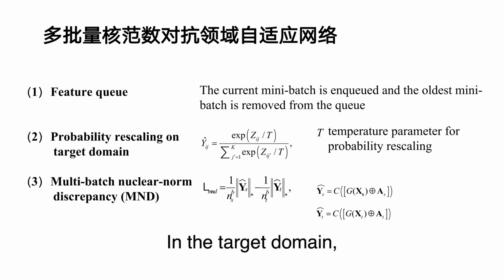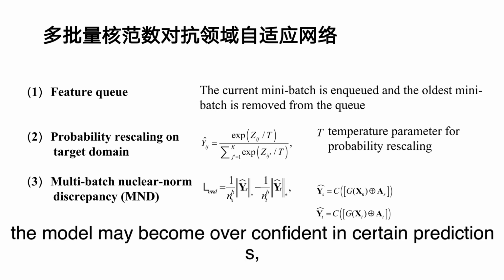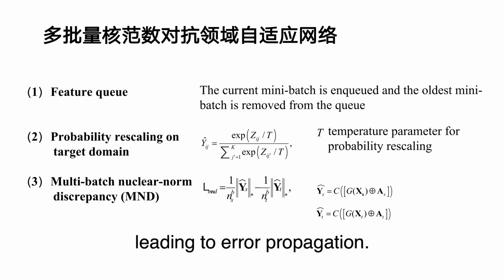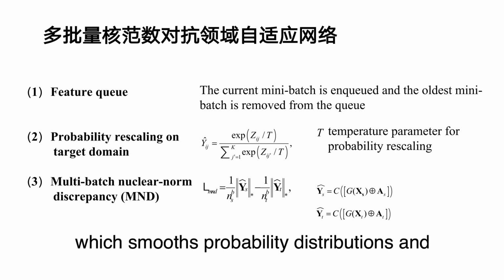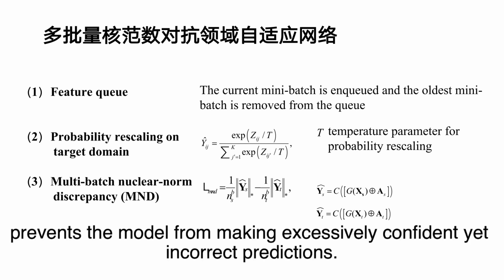2. Probability rescaling. In the target domain, the model may become overconfident in certain predictions, leading to error propagation. We introduce temperature scaling, which smooths probability distributions and prevents the model from making excessively confident yet incorrect predictions.